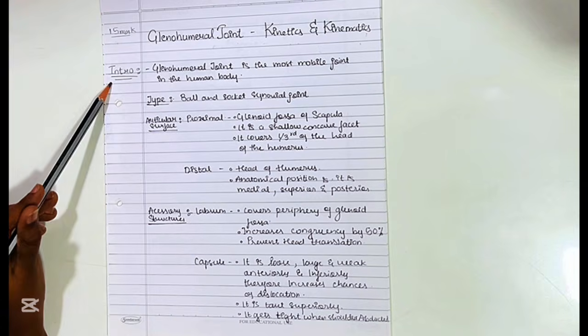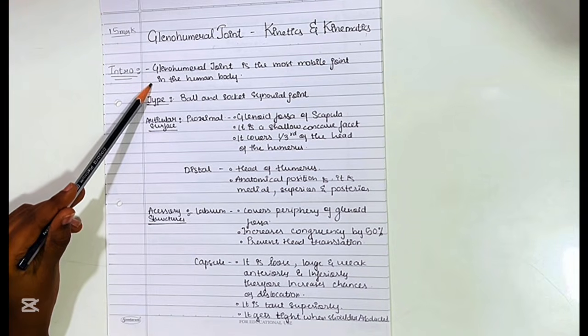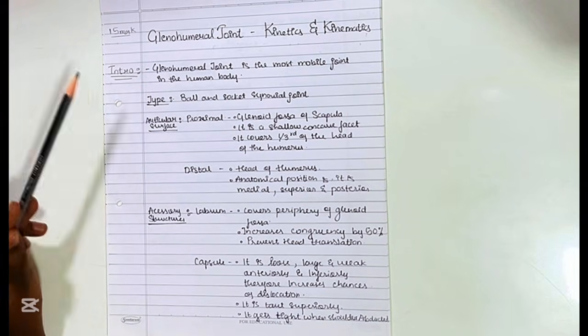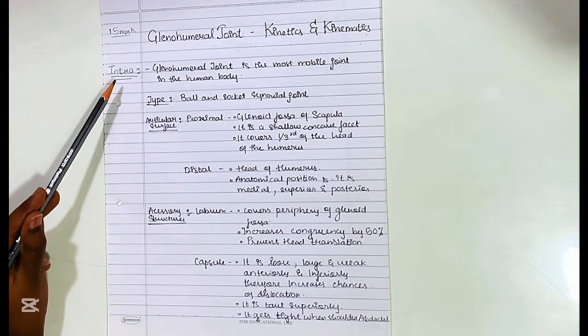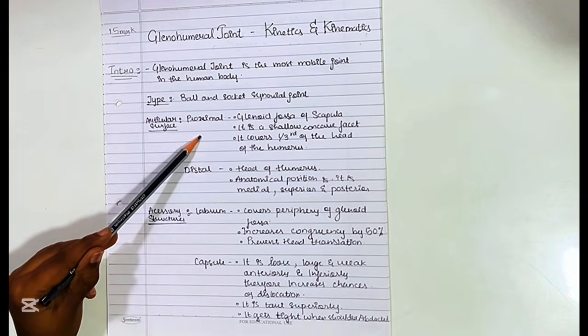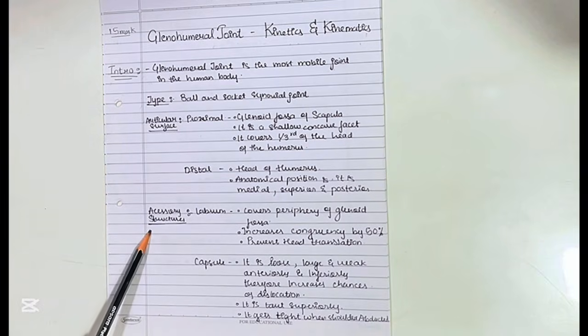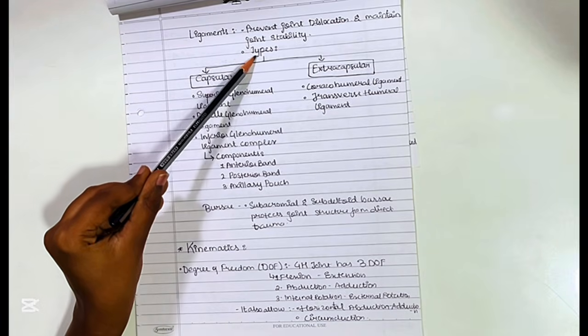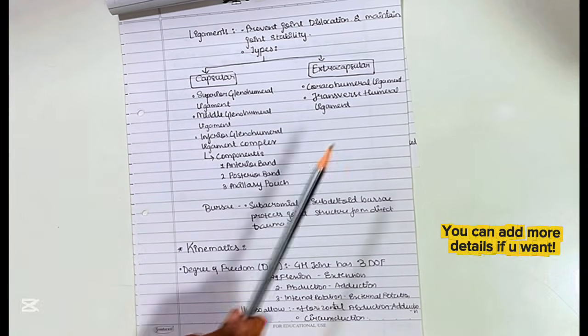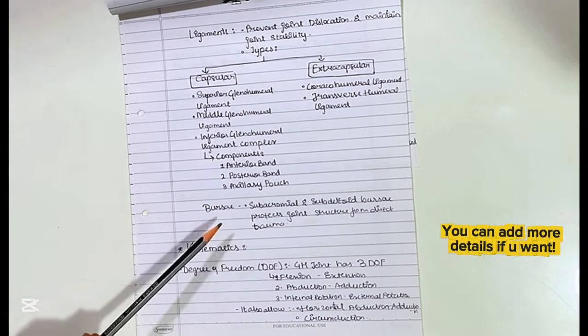So first we begin with the introduction. We write the definition of the joint, or any feature about the joint. Then we give the type of the joint, the ball and socket synovial joint, and the articulating surfaces. We mention the proximal as well as the distal. Then the accessory structures: we have the labrum, we have the capsule. Then we have the ligaments. We write the function of the ligaments and the type of the capsule. We have capsular and extracapsular ligaments. Add more details. Then the structure involved is the bursa.